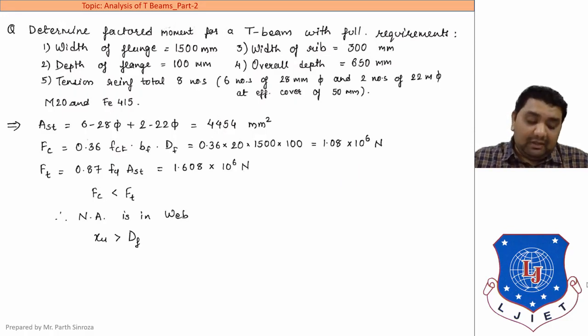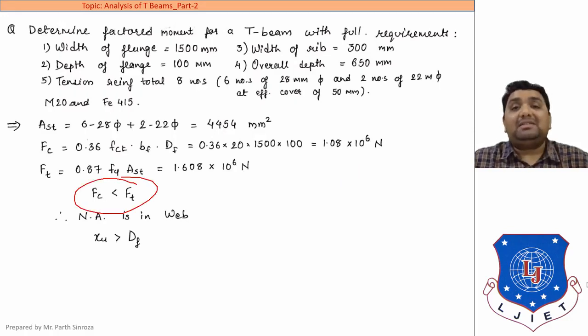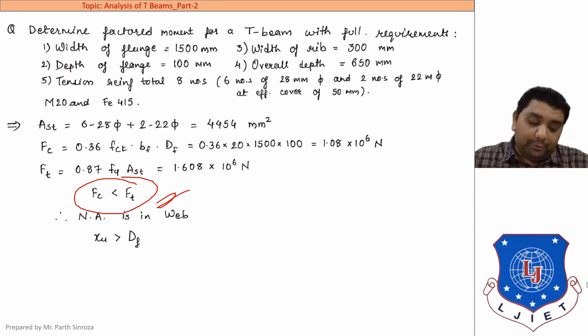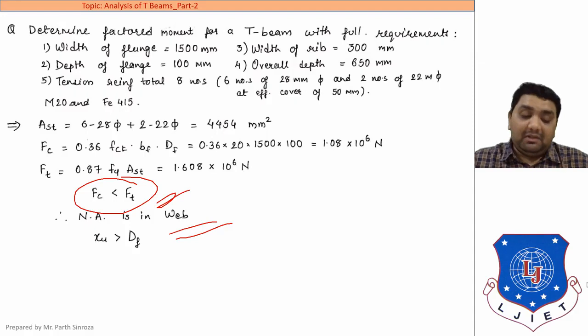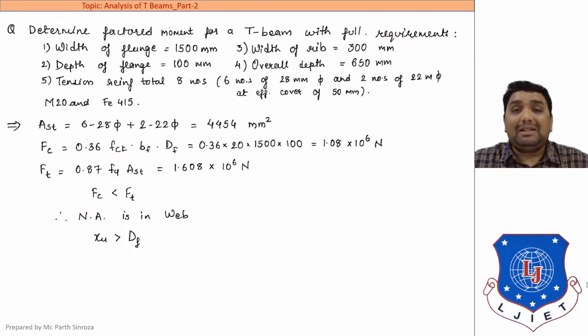So in this case, I am getting FC less than FT. That means tension force is more, and we already discussed that whichever force is more, the CG or neutral axis will shift to that zone. So here tension force is more, so the neutral axis will shift to the web portion. The previous sum that we discussed in the last lecture had the neutral axis in the flange zone, and here we have seen that the neutral axis is in the web.